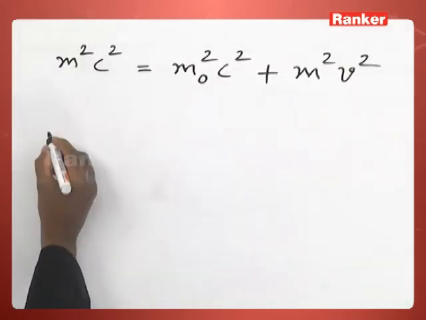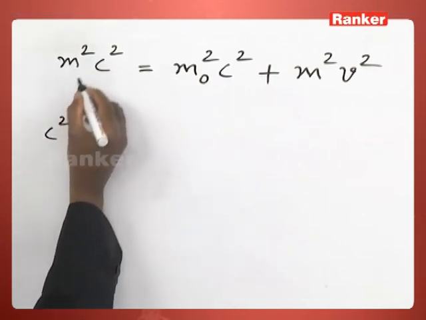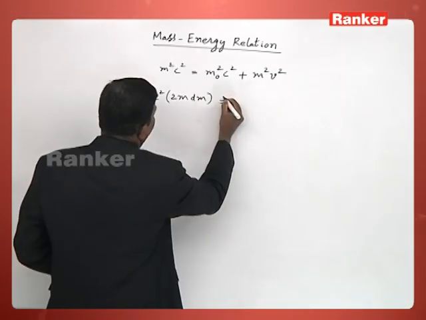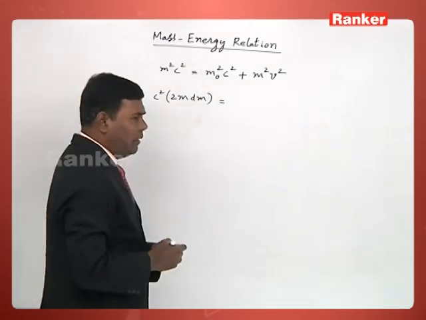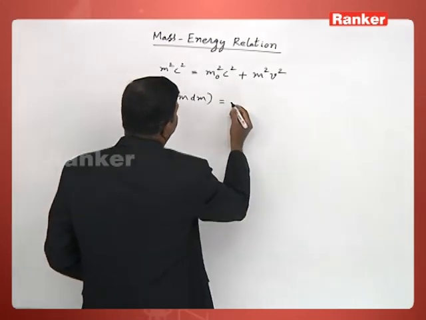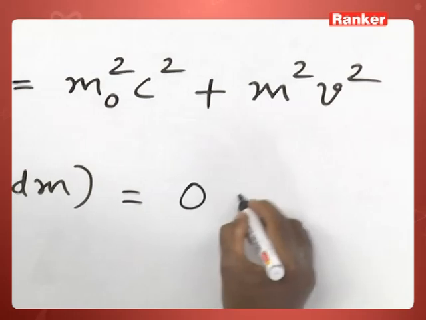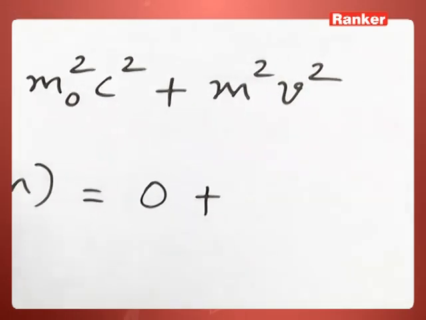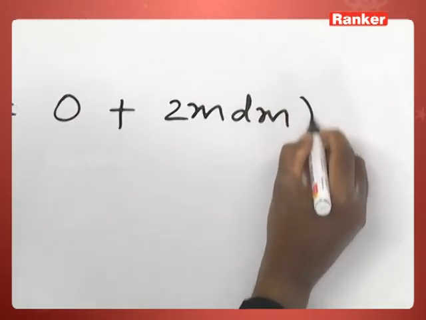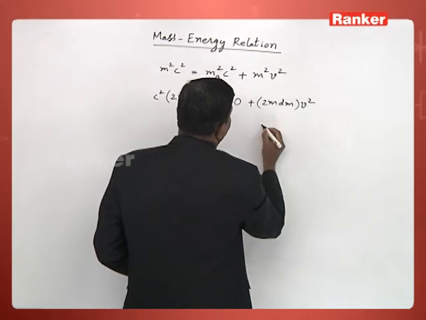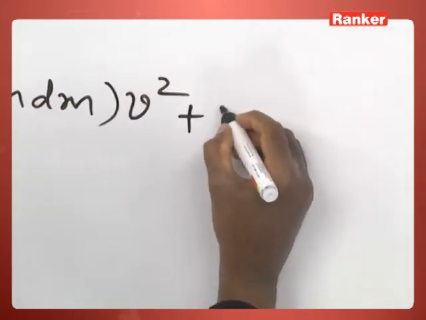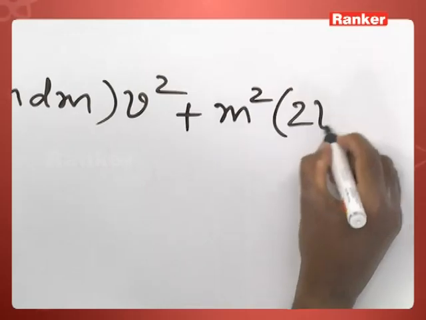You can see c² is a constant, therefore after differentiating you will get c² multiplied by 2m dm. On the other side, m₀ is the rest mass of the particle which remains constant, and c is the velocity of light, which is also a constant. So when I differentiate this constant, it will give you 0, and then next we need to differentiate this one. That will give you m² differentiation is 2m dm multiplied by v², plus there is another term, that is m² multiplied by 2v dv.